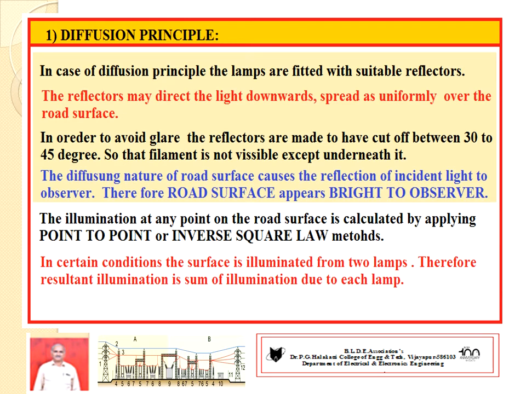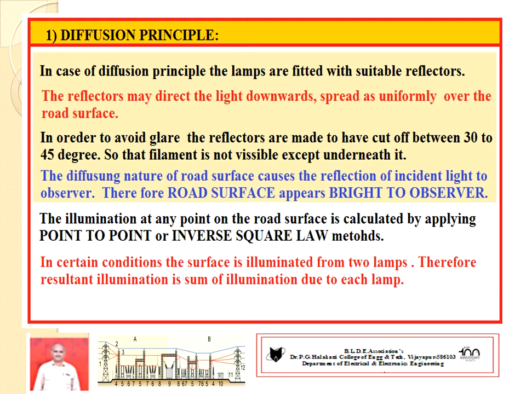In case of the diffusion principle, the lamps are fitted with suitable reflectors. These reflectors direct the light downward and spread the light uniformly over the road surface. In order to avoid glare, the reflectors are made with a 30 to 45 degree cutoff angle, so that the filament is not visible to the observer. The diffusing nature of the road surface causes reflection of incident light to the observer. Therefore, the road surface appears bright to the observer.